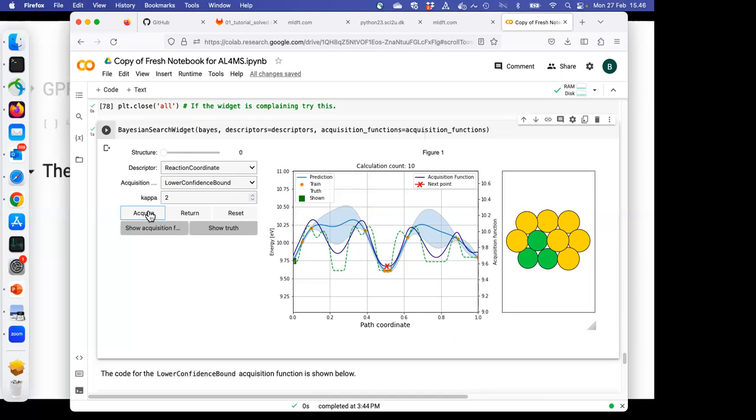Now you can see, based on which descriptor you use, how well this lower confidence bound is guiding you towards the data point that would be close to the global minimum? I guess there's a question there.